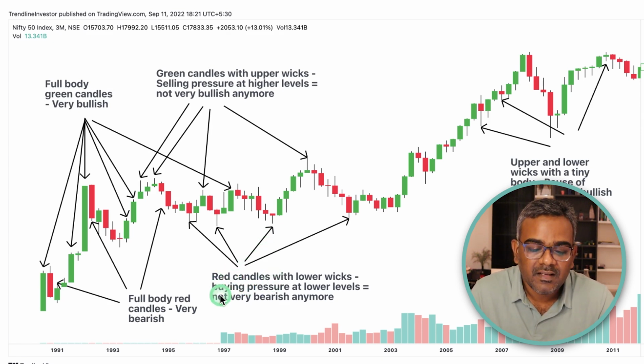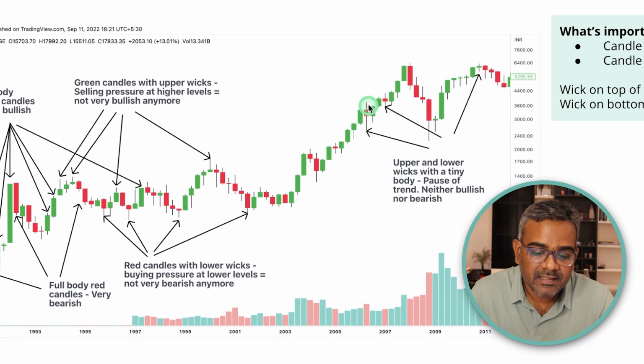Now this means that we were bearish before when such red candles formed, but after seeing this candle, we will not be bearish anymore, right? I'm not saying we'll be bullish, I'm saying we will not be very bearish like we were before. Okay, and then you see candles like this, right, where you have upper wicks plus lower wicks.